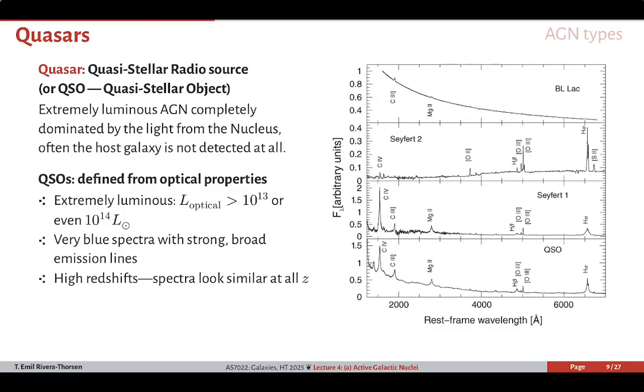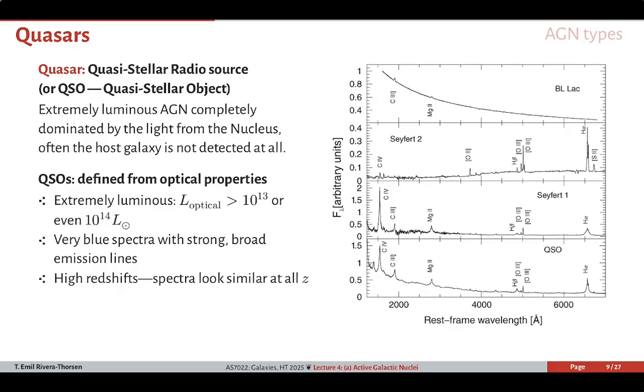They also usually have quite high redshift, and their spectra look quite similar at all redshifts. So there doesn't seem to be a very strong evolution in how quasars work, like what physical properties give rise to this extremely bright emission over cosmic time.